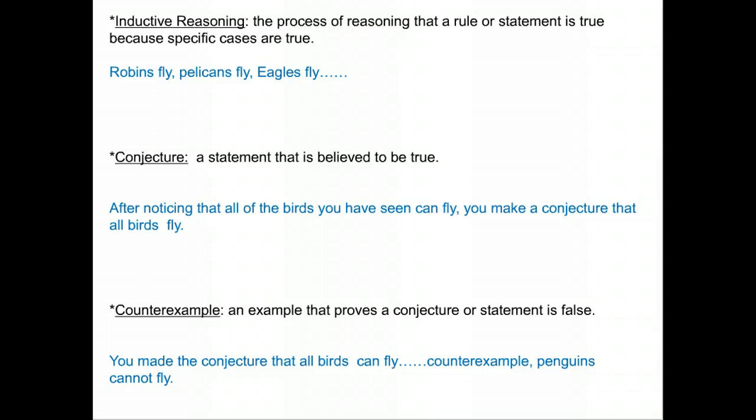So here's an example. The first part of inductive reasoning is to make an observation of something happening over and over and over. So one example is you might go, oh, robins, they fly, and pelicans, they fly, and eagles, they fly.